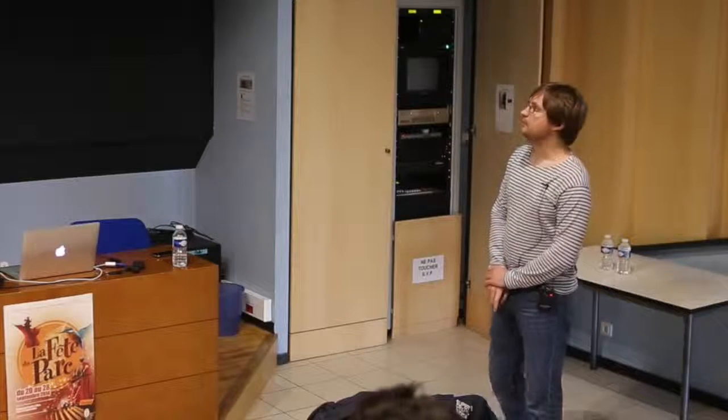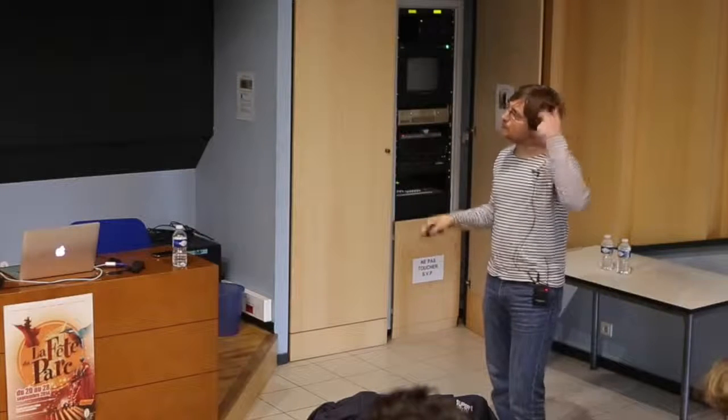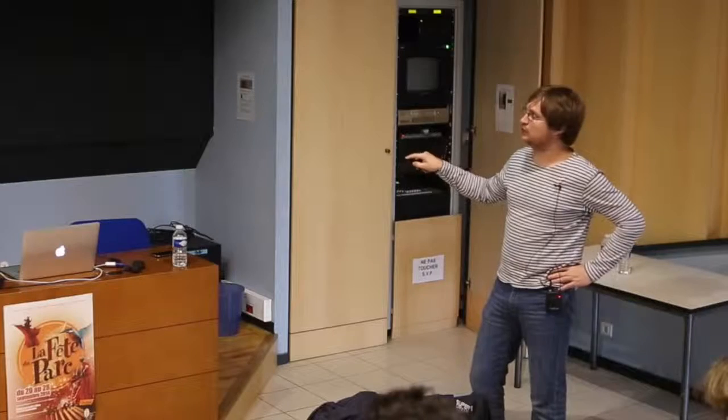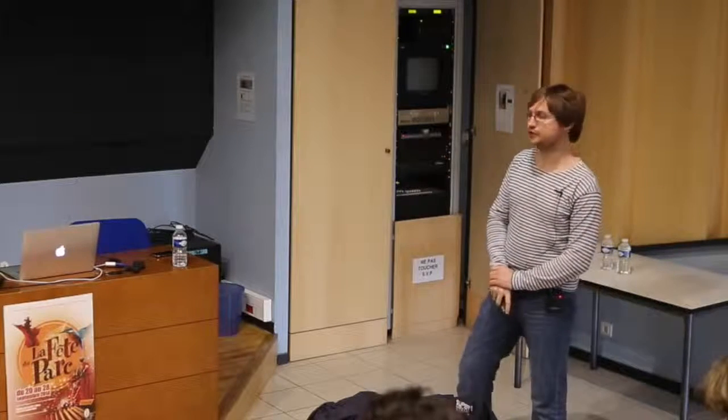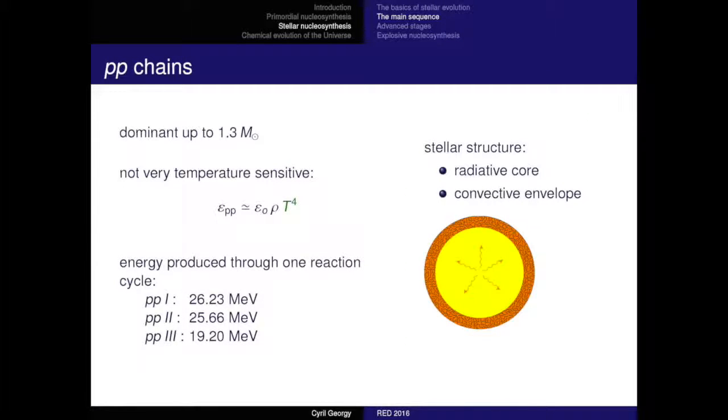So these pp chains are dominant up to a stellar mass of about 1.3 solar masses, and it is not extremely sensitive to the temperature. The energy released by this chain is proportional to the density and to the temperature to the power of 4. So as density and temperature increase when you go towards the center of your star, obviously it's at the center that you will produce the most energy, and then this energy will be radiated away through the successive layers of the star, reaching the surface at some point.